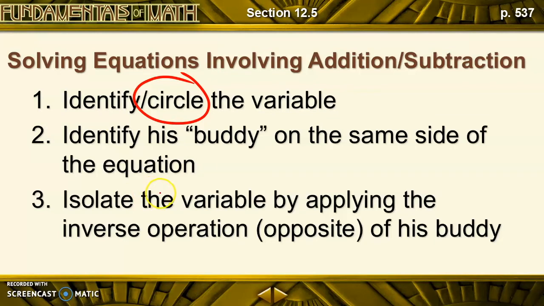Like, think about your lives right now in quarantine. Maybe the buddy has the coronavirus and we need to get rid of him and put him in his own home. The way that we get rid of the buddy is by using our inverse operations. So let's look at an example. Again, let's run through these steps again. Circle the variable, then identify his buddy, and then apply our inverse operation.